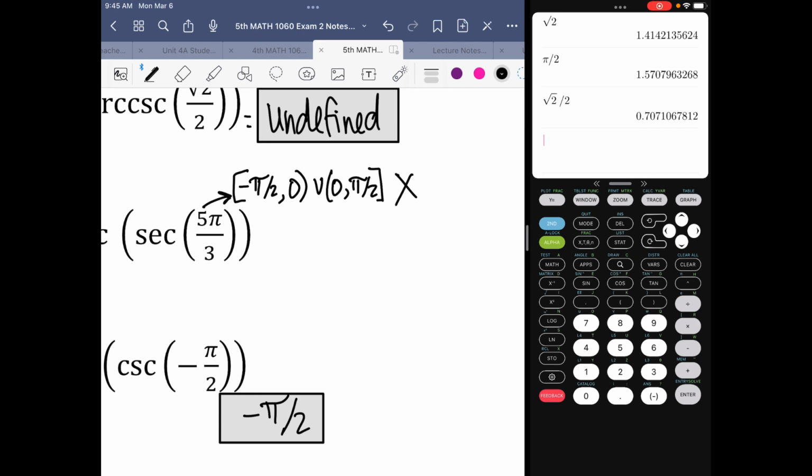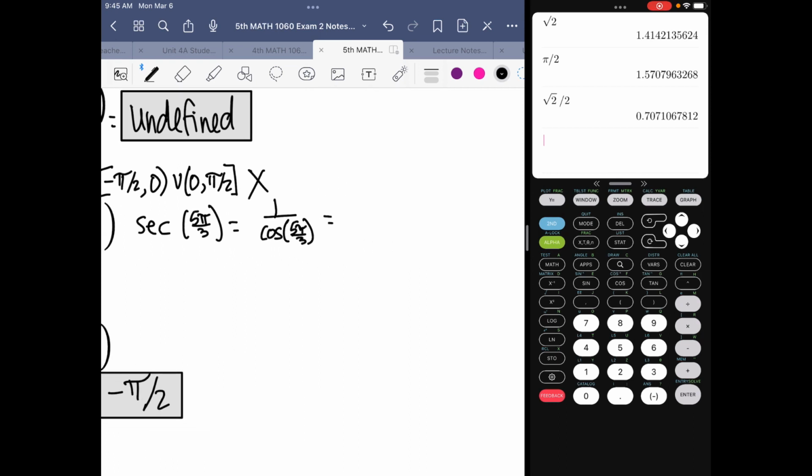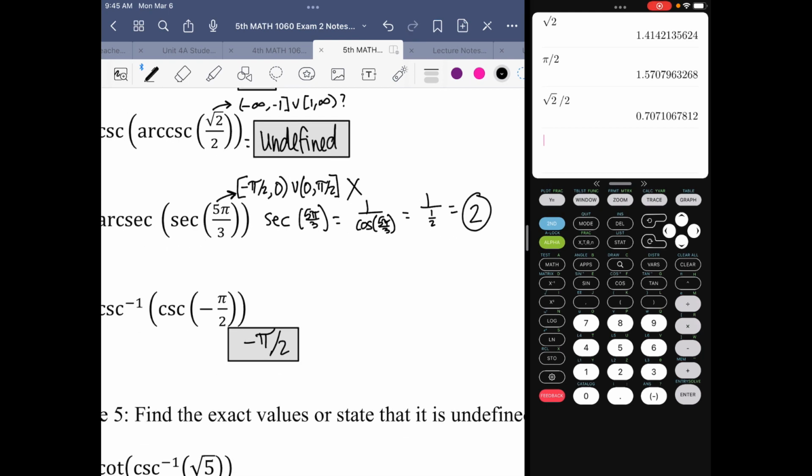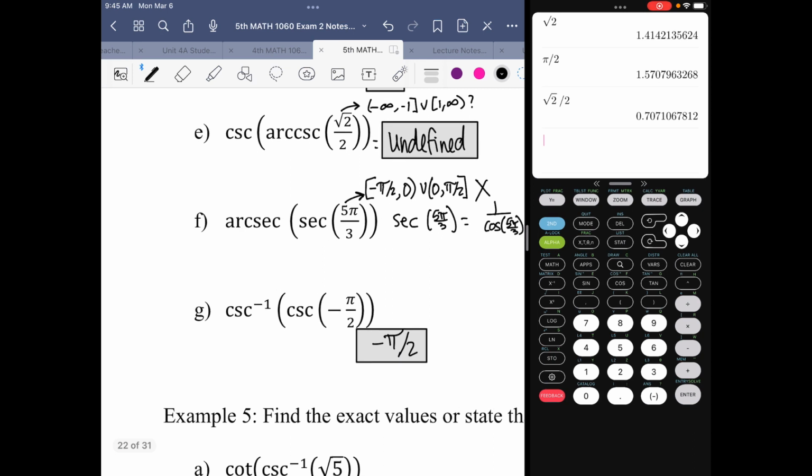So we need to recognize that the secant of 5 pi thirds, you could think about this as 1 over the cosine of 5 pi thirds if that's easier, which I think it is because now we can use our unit circle. So this would be 1 over 1/2, which of course just equals 2, right? So that's true that this part equals 2. So now what we really have is the arcsecant of 2. And then we can keep going from there.